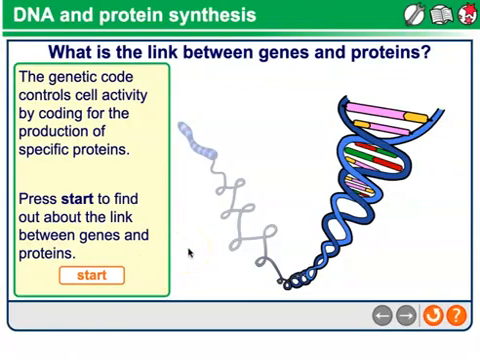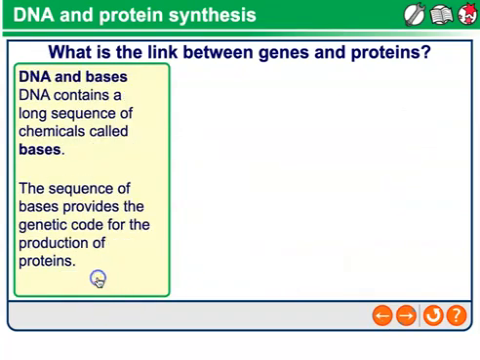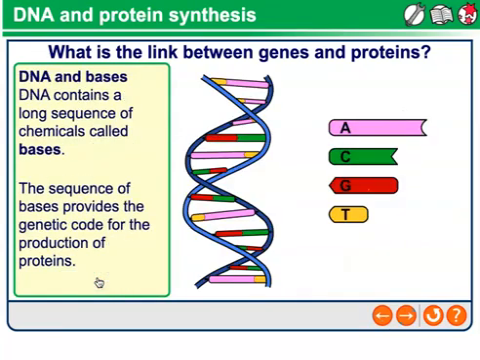DNA and protein synthesis. What is the link between genes and proteins? The genetic code controls cell activity by coding for the production of specific proteins. DNA and bases. DNA contains a long sequence of chemicals called bases. The sequence of the bases provides the genetic code for the production of proteins.